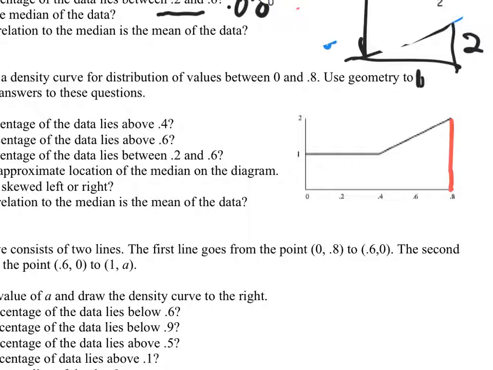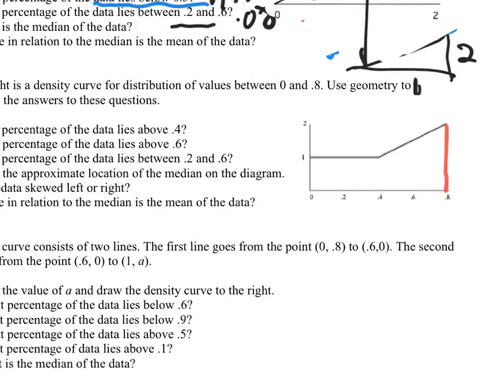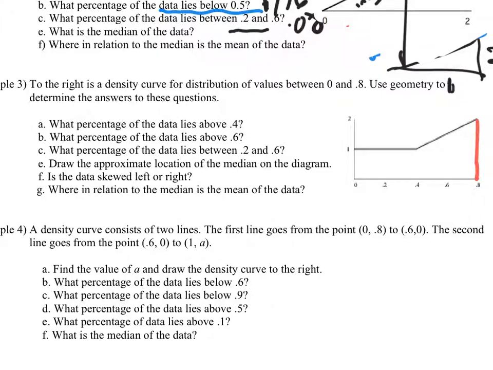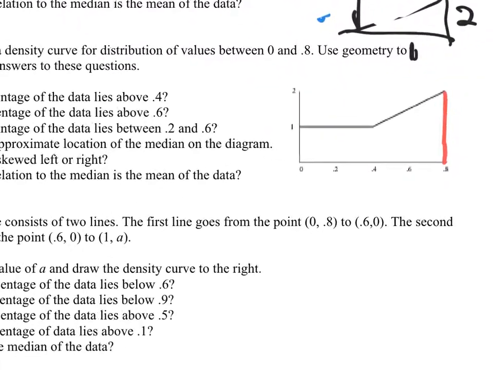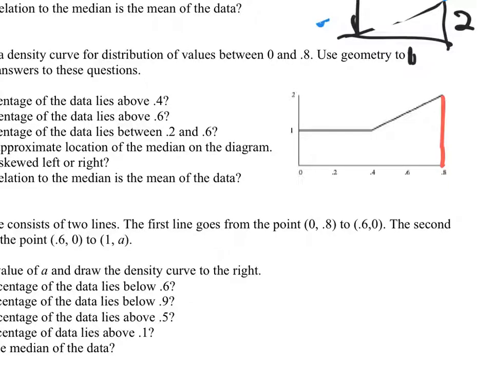Sorry, are the tests for your class multiple choice or like jobs that we have to do? Half and half. Because the AP exam is multiple choice and open-ended. So you'll get a little bit of each. All right, back to another point. This may help you out because this is going to be easier for you. Remember, to the right is a density curve for the distribution of values between 0 and 0.8.